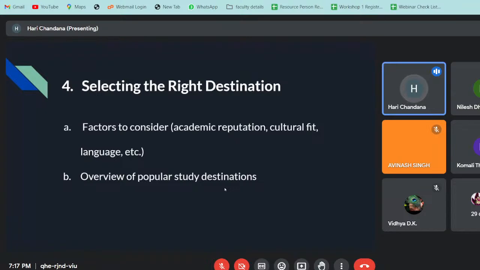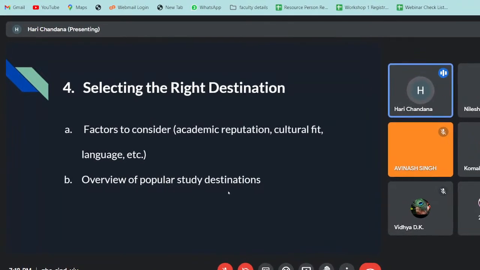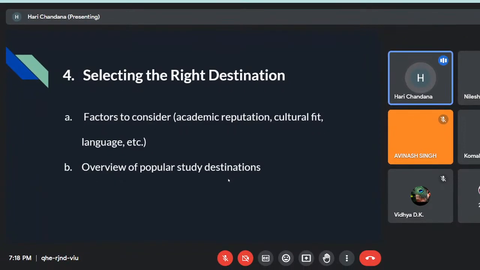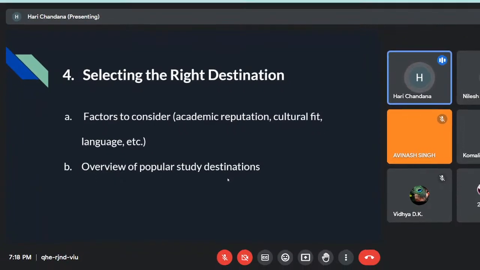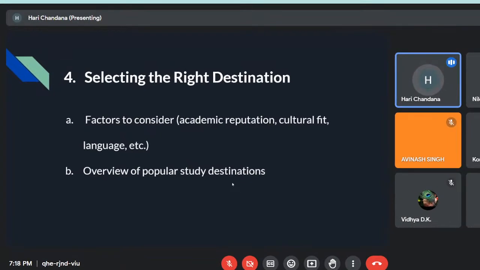Now, coming to the most important topic, selecting the right destination. What we'll be discussing is the factors to consider, which means academic reputation, cultural fit, language, etc., and overview of popular study destinations in different countries. So, in a survey of over 20,000 international students, most of them told that when deciding where to study abroad, you choose a country first over a university or a specific type of program. They also told what you consider the most important factors when choosing a study abroad destination.